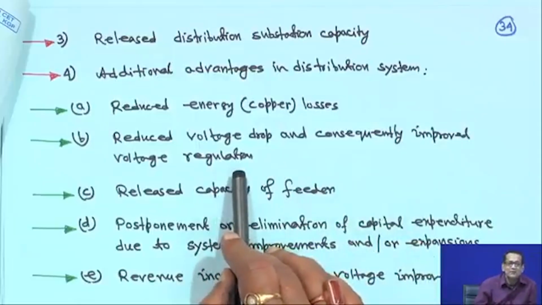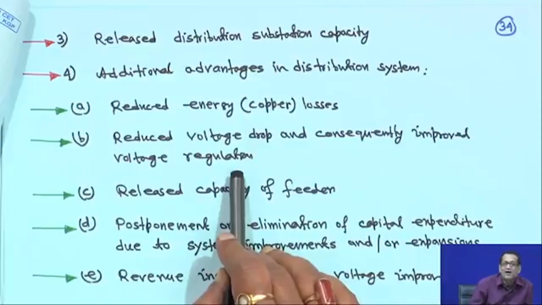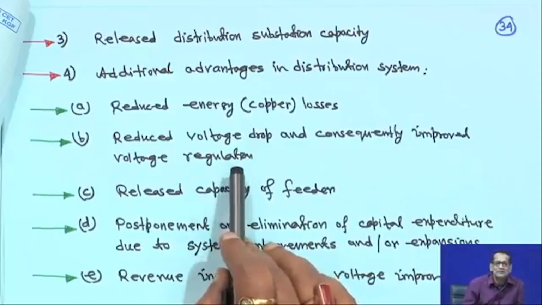Naturally, because of the shunt capacitor, the reactive component of the current is decreased. Therefore, in the line the voltage drop will be reduced, hence the voltage will improve, though not by much. So, naturally voltage regulation will be better.